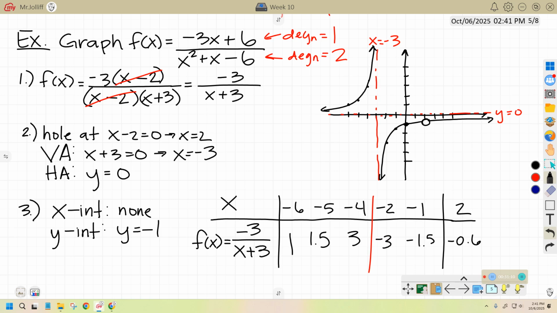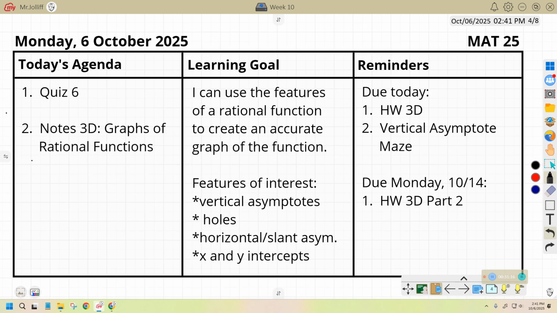All right, your homework this week. You have 3D part 2. That is practice on the graphing part. That's due next Monday. No, next Tuesday, because I don't see you next Monday. It's a 3-day weekend. You get an extra day off because of the end of the quarter. I know, I feel it too.